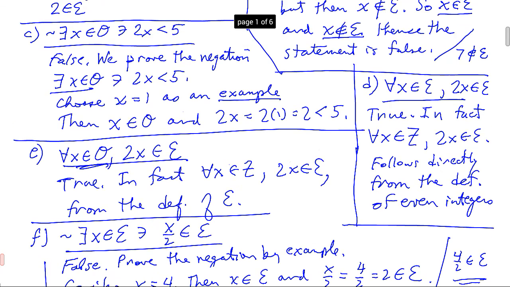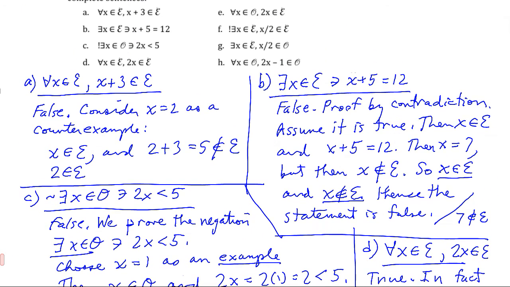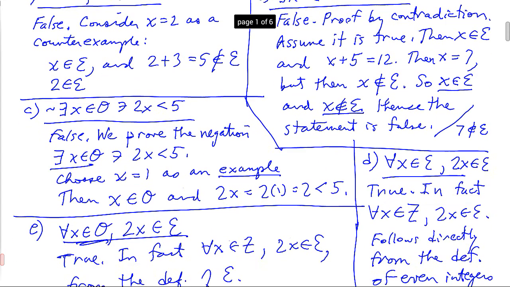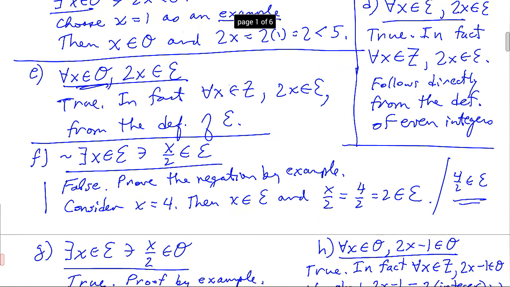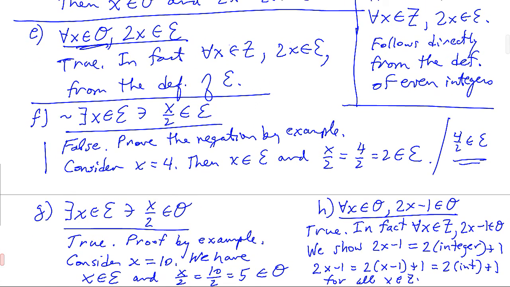For part G, it says that there is an even number such that x over 2 is odd. And I think that's true. I'm going to prove it by example. I'm going to use x equals 10. 10 halves is 5, which is odd, and 10 is even. So for part G, I say it's true by example, and I'm going to choose x equals 10 as my example. Then x is even, and also x over 2, which is 5, is odd. Okay?